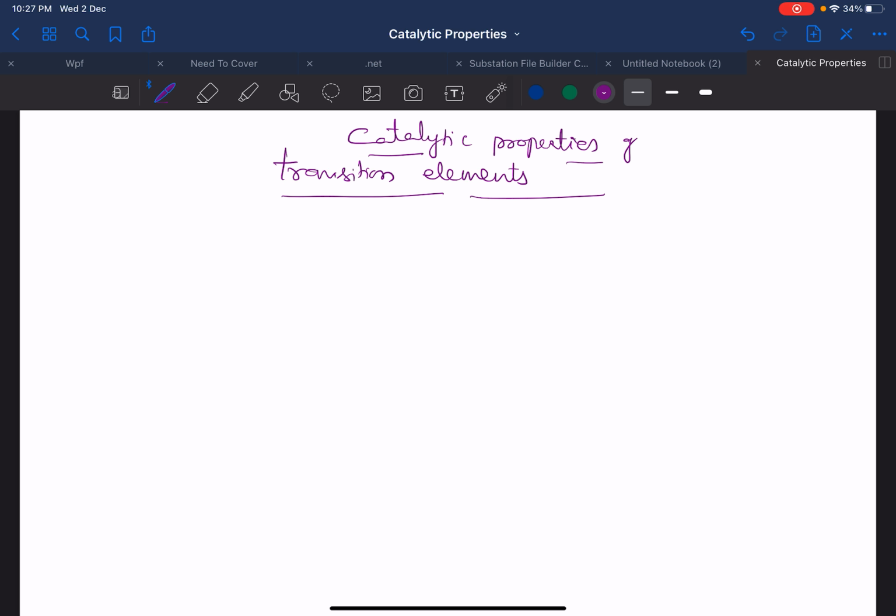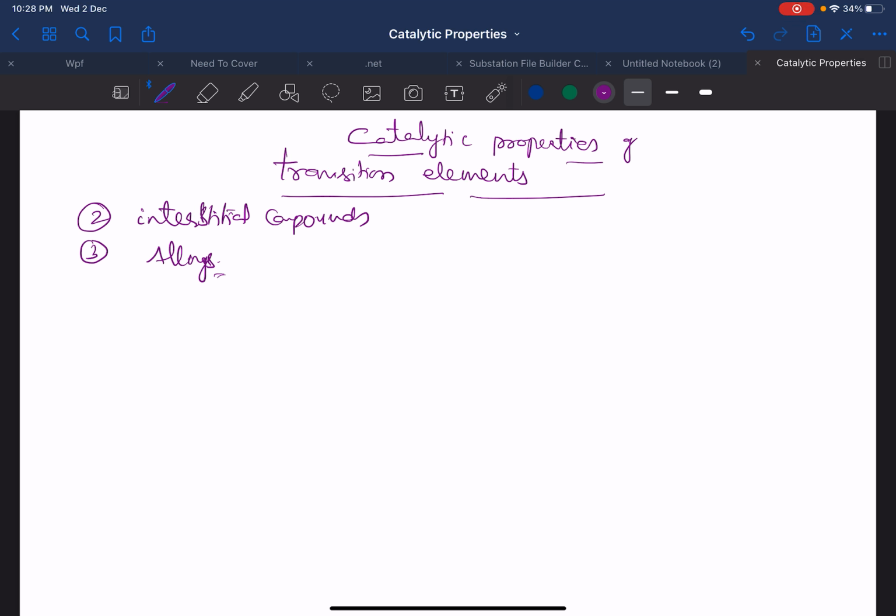So the first one is catalytic properties, the second one is interstitial compounds, and the third one is the alloys. These are the main important characteristic features of the transition elements. Up to alloys, the characteristic features of transition elements will be completed. So first we will learn about the catalytic properties of the transition elements.